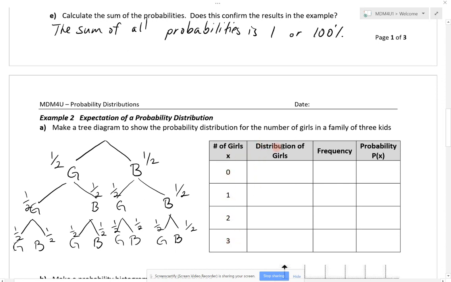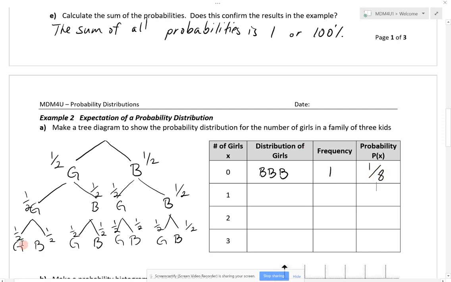So what's the distribution of girls when you have no girls? Well, this means you have all 3 boys, right? So boy, boy, boy. Meaning you're following down this branch of the tree. Boy, boy, boy. Frequency, well, that only happens once. You can only have one outcome where you have all 3 boys. So the probability is going to be 1 out of 8.